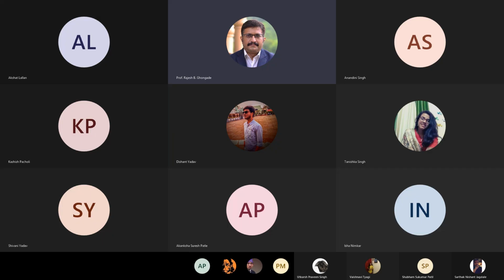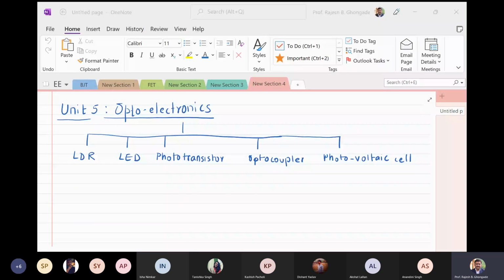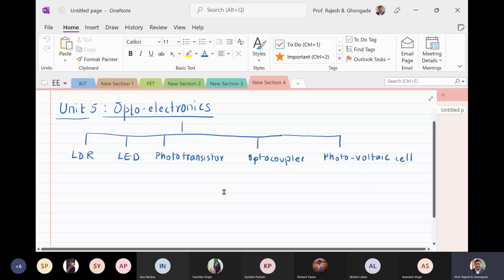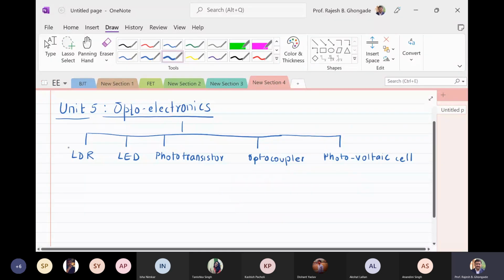and that is optoelectronic devices. So what we are going to learn in this unit is the LDR, that is a light dependent resistor. Then we're going to see the LED, light emitting diode, the phototransistor, an optocoupler, and a photovoltaic cell. So these are the 5 things that we are going to study in this particular unit.